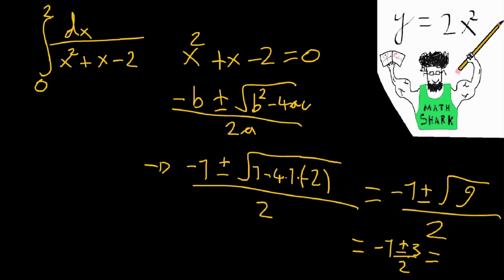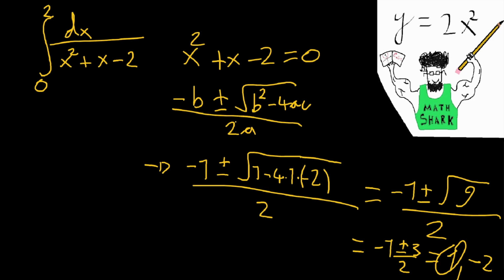3, which is 2 over 2, so it's 1, or minus 1 minus 3 over 2, which is minus 4 over 2, which is minus 2. As we can see, minus 2 is outside of our range here, so the only time when the denominator is 0 is when x is equal to 1. So that is when our integral is undefined.